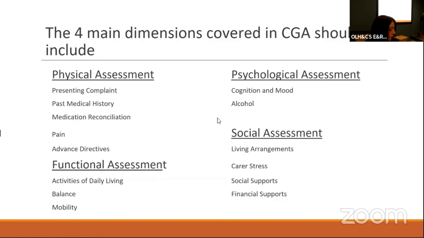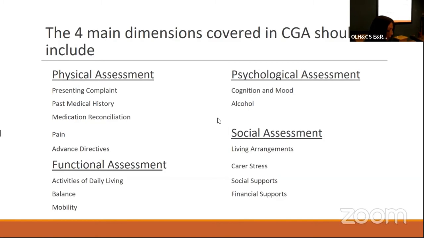You're also looking at mood and capacity. You have to determine whether the older person has the capacity and the motivation to follow through with the treatment plan that you're setting them. The social piece is very important, looking at their living arrangements. Are there supports in place? Do they have Meals on Wheels? Do they have home help?